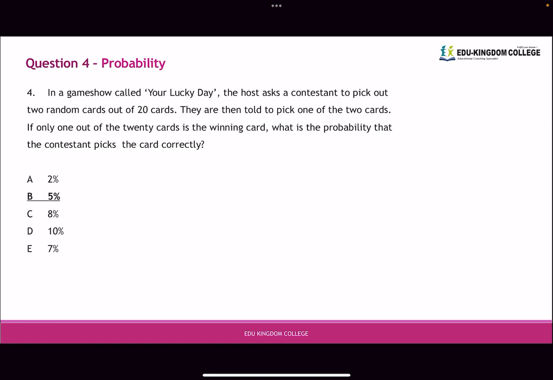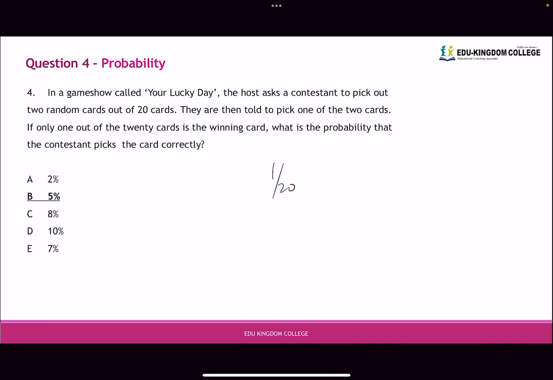Now, in a game show, you have 20 cards. You pick out 2 cards, but you don't actually see what both of those cards are. So you basically pick out one of those 2 cards. They've made it sound like you pick out 2 cards, but in the end, you're only picking out 1 card. So what's the probability that the contestant picks the card correctly?